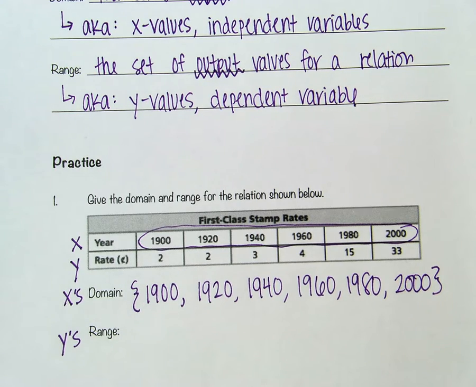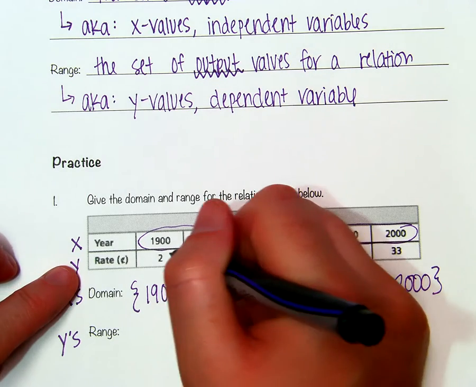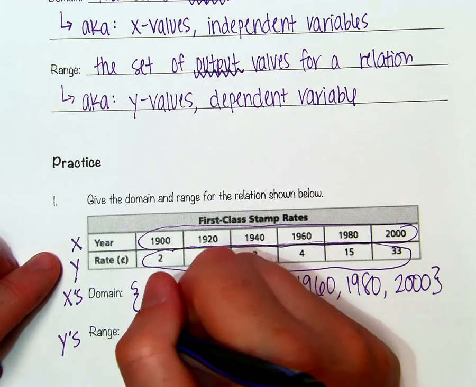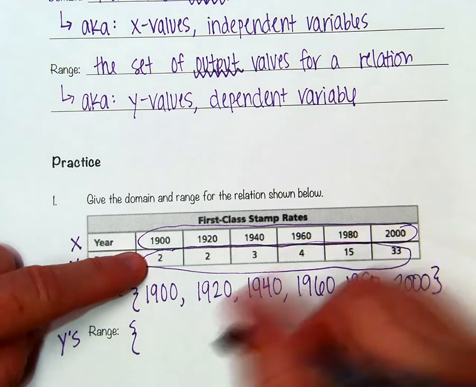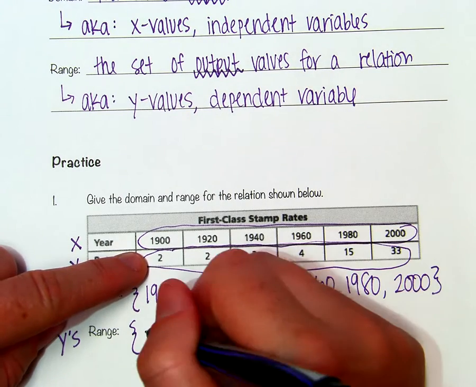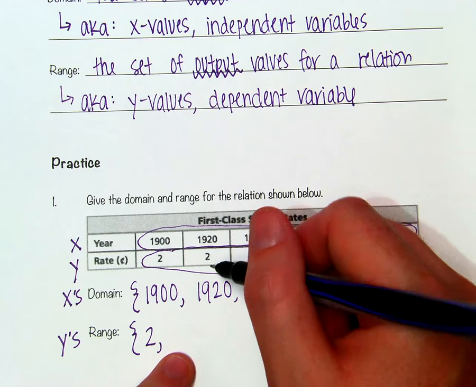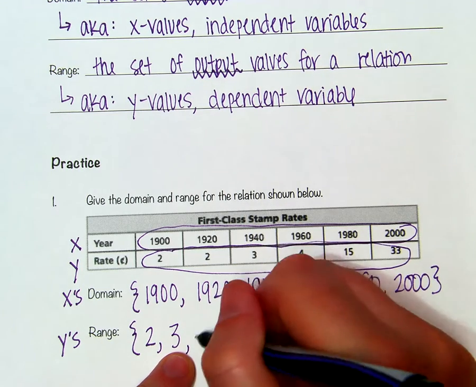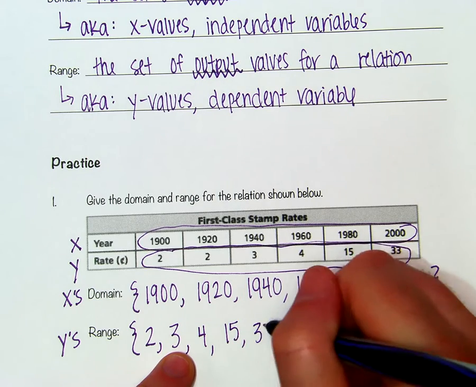The range is the list of those y values from the table. So that's going to be right here. All right, but again, you have to make sure that they get put in order from smallest to biggest, and you can't include any repetition. If you look here, the smallest number in the y's is 2, but there's another 2. I'm not going to write another 2 though. So then I just move on, and I see the next biggest number is 3, and then 4, and then 15, and then the last number is 33 there.